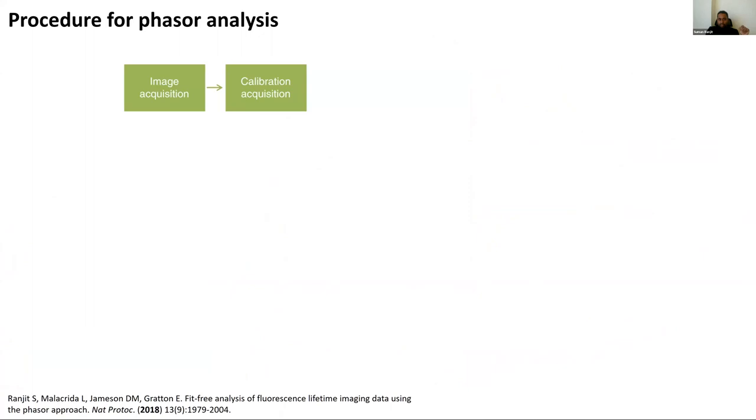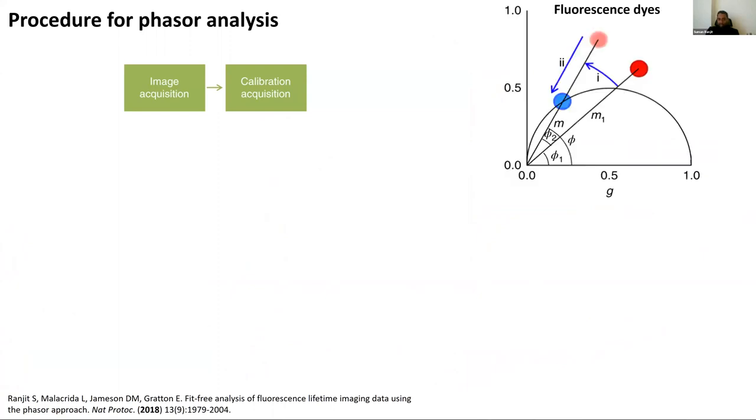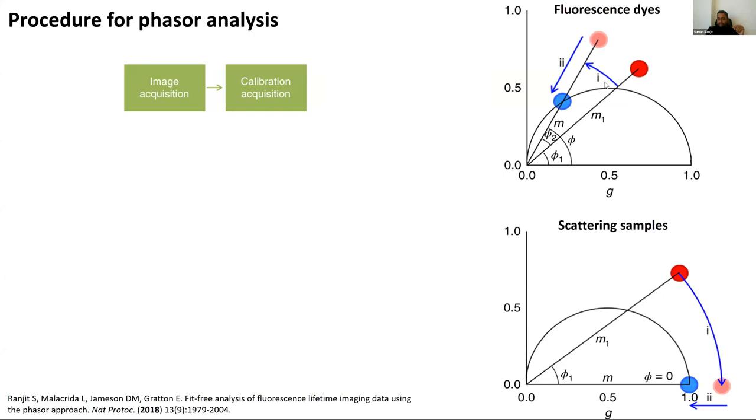Now, how do we do this analysis? So this is from our paper with Leonid. We do the image acquisition and then we calibrate it. The way the calibration works is mostly we use a fluorescent dye where you get some point of this, but first you correct for the angle and then you force it back to the semicircle, because these dyes are usually mono-exponential and you know what the correction factors are.